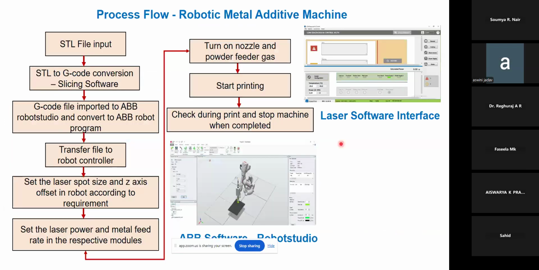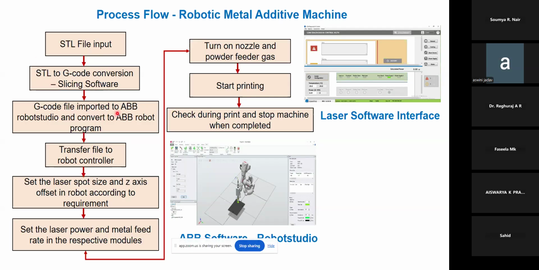This is the process flow in our laser DED machine. First is the STL file input. As I mentioned already, you have to make the CAD model and save it in the STL file format. Then you send the file to the slicing software. What we are using is Cura. So we input the STL file, right? Cura will slice it to the required thickness, and once the slicing has happened, it will be converted into a G code file.